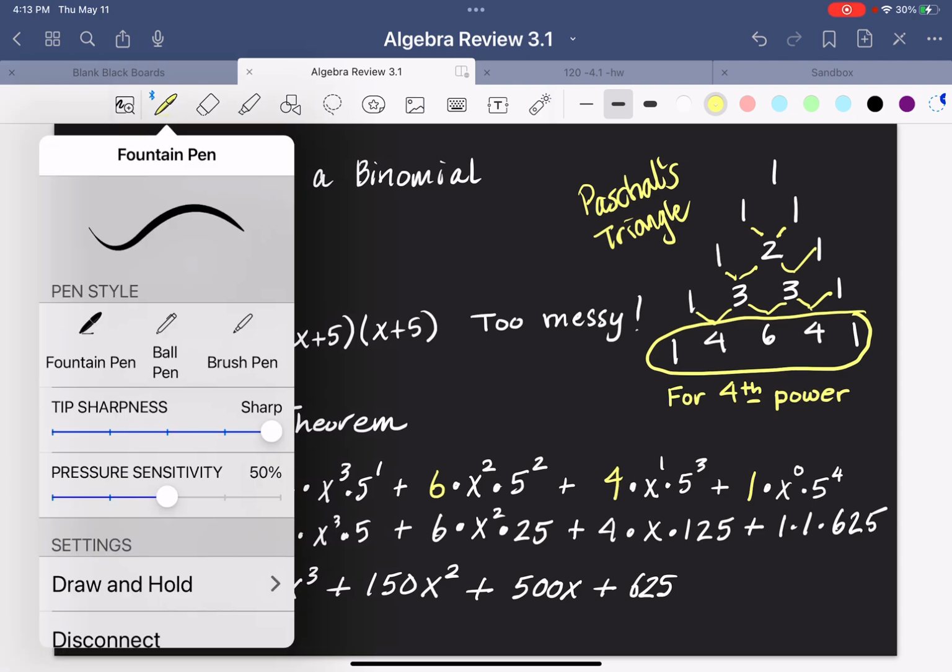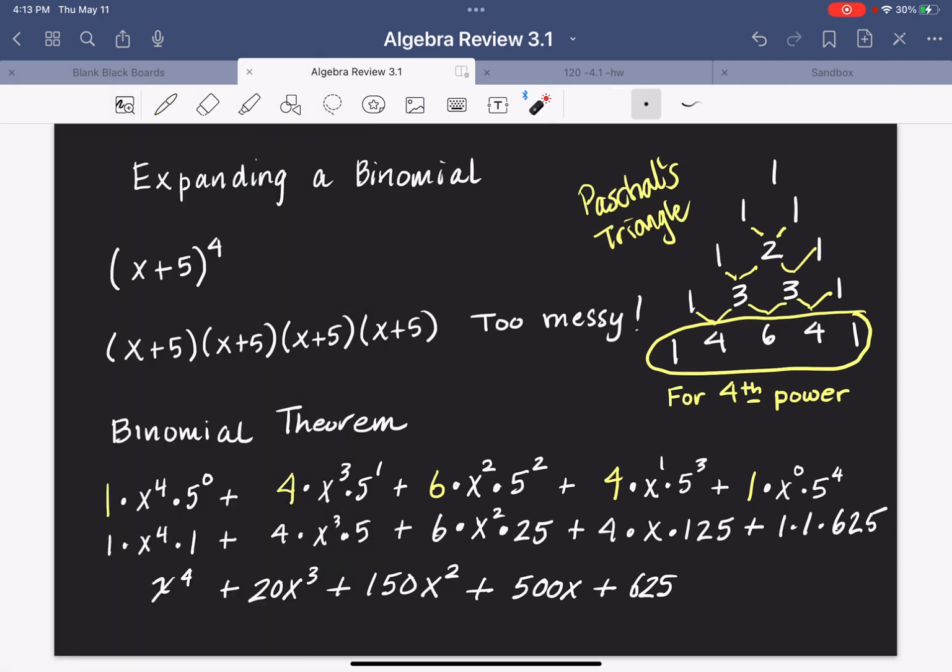Now I stopped at this row because I have a 4th power, and what I need is the first time I see a 4. There's that 4. So that's going to be my 4th power row. So I've transferred 1, 4, 6, 4, 1 down here as the coefficients of these numbers.